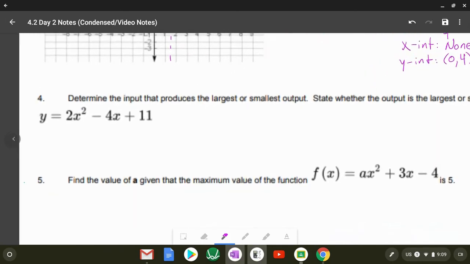So since we don't have a graph to work with, one thing we got to do is complete the square and get it in vertex form. That would make it a lot easier to determine if it's a maximum or a minimum. Now, very carefully, you cannot complete the square until your a value is 1. So the very first thing, actually before we even do that, to make it easier, let's go ahead and move over the 11.